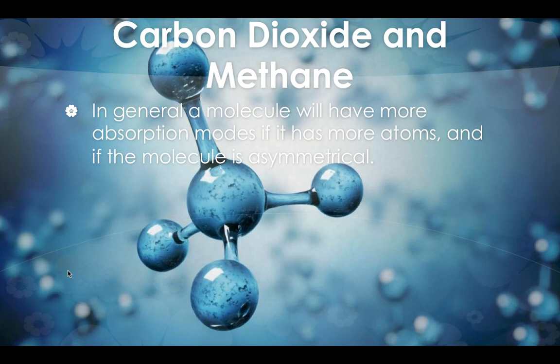So in general, a molecule will have more absorption modes if it has more atoms and if the molecule is asymmetrical. So let's think about oxygen gas. Oxygen gas is not very big. It only contains 2 oxygen atoms. It contains a double bond, and it's a symmetrical molecule. So oxygen gas has fewer absorption modes than water. Water contains hydrogen and oxygen. It's a polar molecule. So it's going to have more absorption modes.